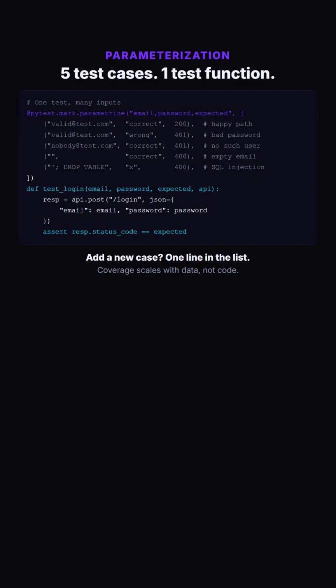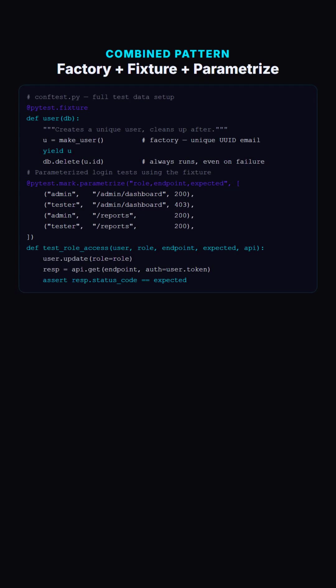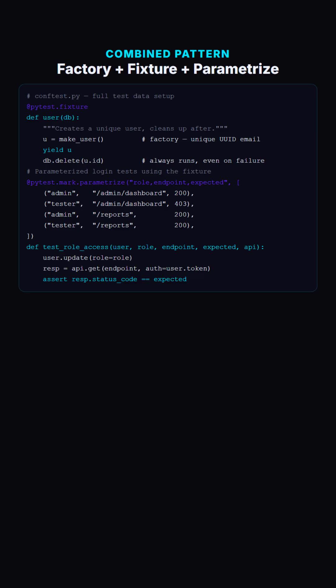No new test function needed. Let us look at a full test data setup with code. We have a login feature. We want to test valid credentials, invalid password, non-existent user, empty username, empty password, and SQL injection attempt. The old way, 6 separate test functions, each with hard-coded values. Here is the new way with parameterization and a factory.